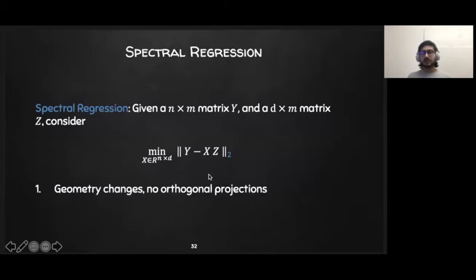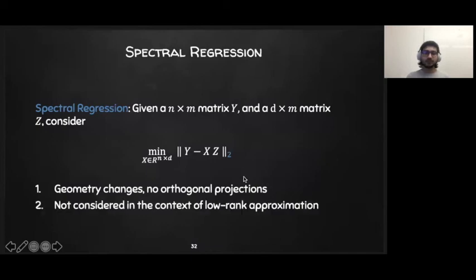But now this problem is quite different from the previous one in that the geometry of this problem is different, and we no longer have access to orthogonal projections in this norm space given by the spectral norm. To the best of our knowledge, this problem has not been considered before in the context of low-rank approximation, and in fact does not have much prior work.